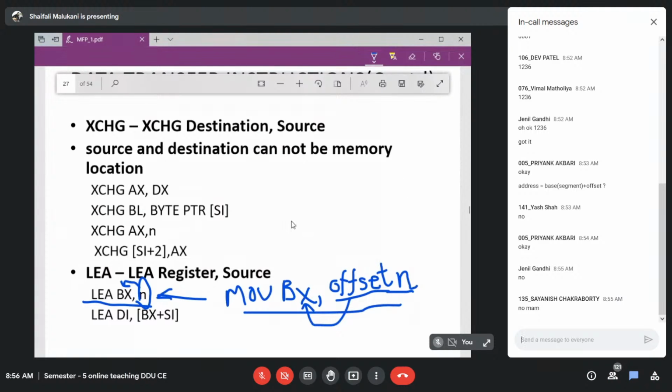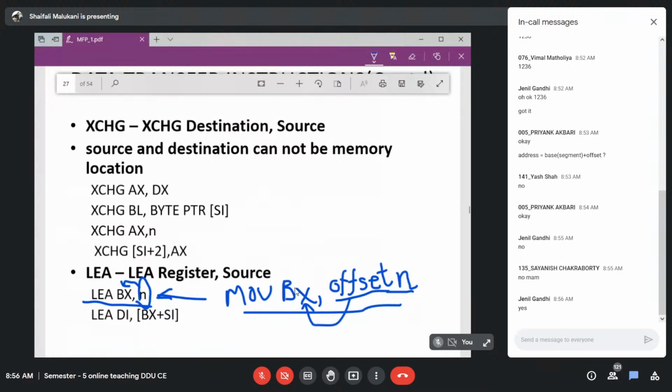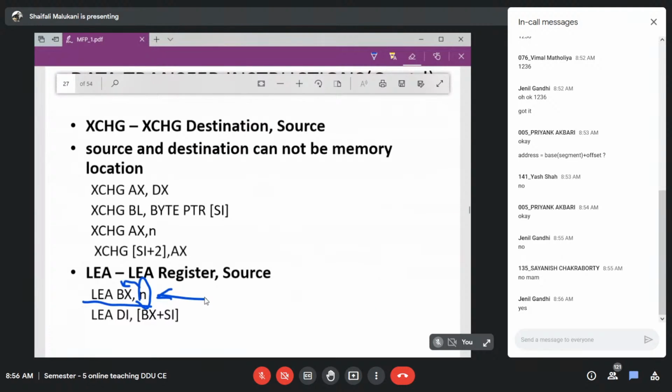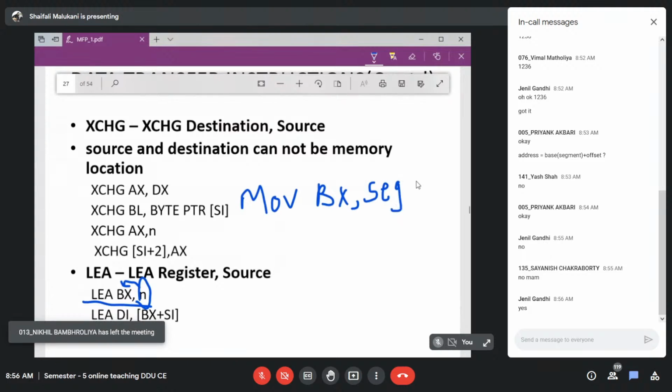Understood? So that is what we are doing here. Okay, so of course, madam will take segment and offset assembler directives. One more directive is segment. What is that? Move BX, segment n1. What will it do? Can you understand what it will do?